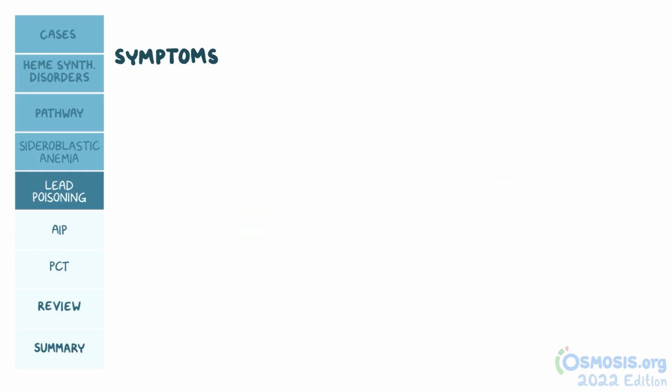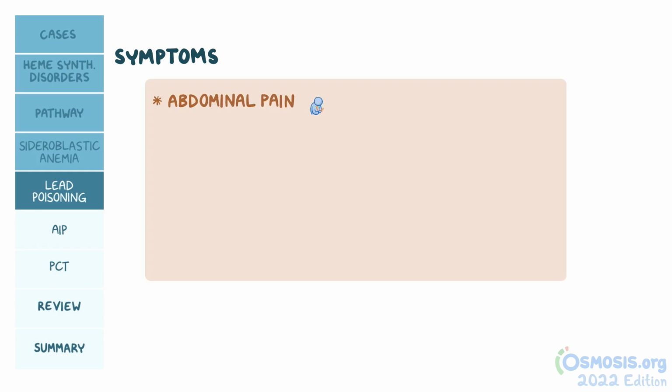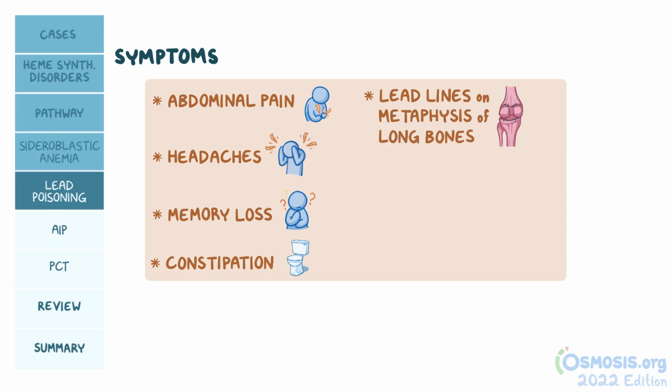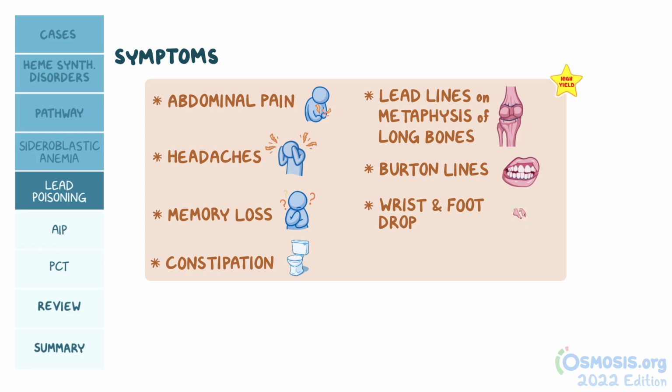High-yield symptoms of lead poisoning include abdominal pain, headaches, memory loss, and constipation. Lead can also accumulate and form lead lines on the metaphysis of long bones. Other telltale signs include Burton lines, which are blue lead lines that can appear at the gingiva. Finally, some individuals may present with wrist and foot drop due to demyelination of peripheral nerves causing peripheral neuropathy.